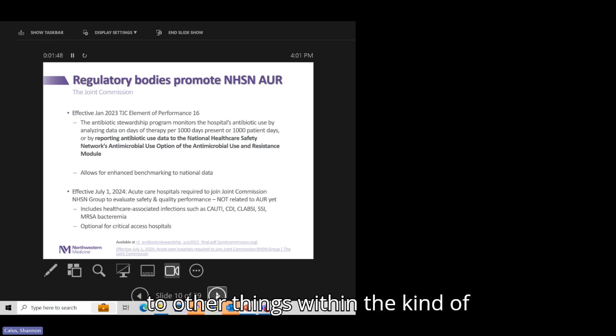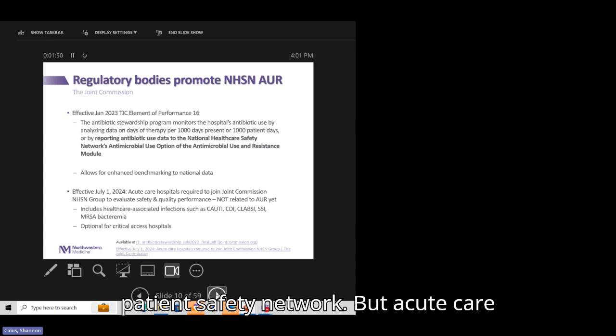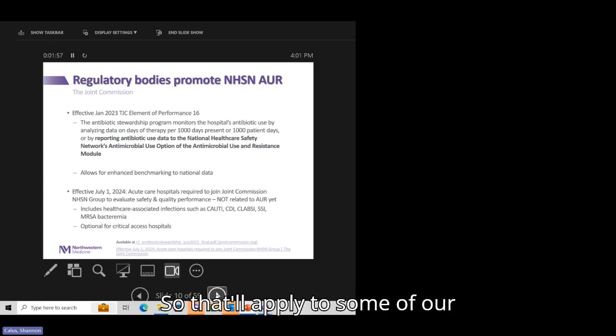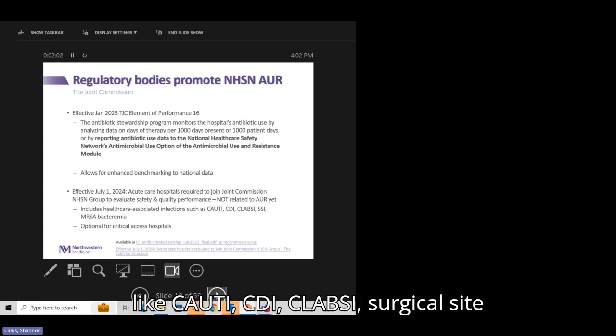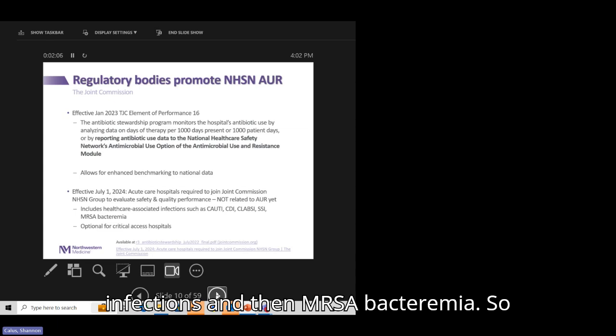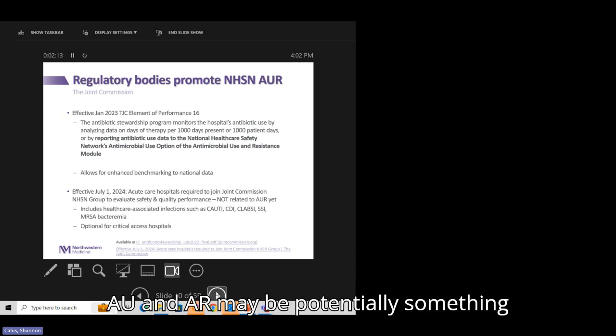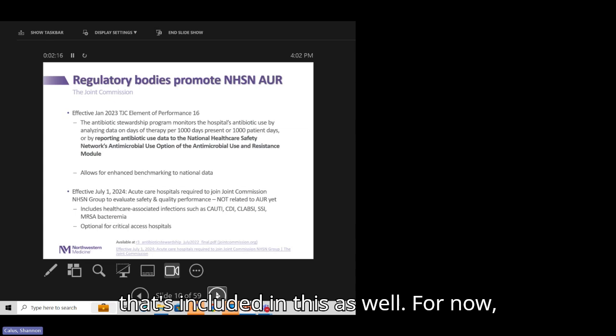However, it does apply to other things within the patient safety network. Acute care hospitals are going to be required to join the Joint Commission NHSN group to evaluate safety and quality performance. So that will apply to some of our healthcare-associated infections, things like CDI, CLABSI, surgical site infections, and then MRSA bacteremia. So there is the potential that, as we're sharing more of this data, AU and AR may be included in this as well. For now, this is limited to acute care hospitals, but critical access hospitals could be involved in the future.